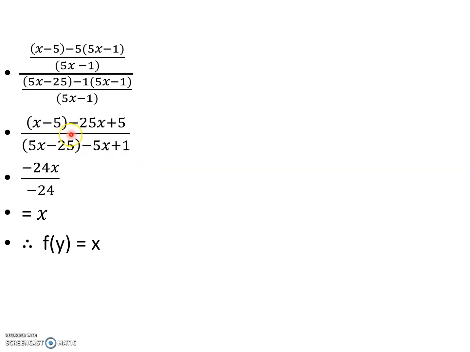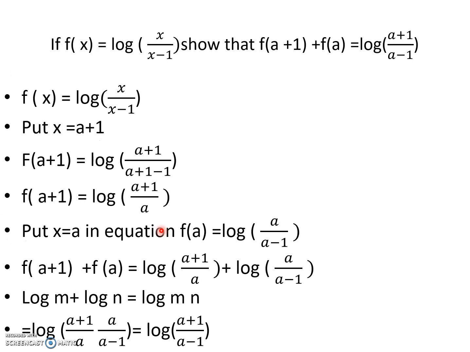We have to equate. −25x plus x is −24x, and −5 and +5 get cancelled. 5x and −5x get cancelled. −25 plus 1 is −24. Minus minus gets cancelled. We derive f(y) = x.